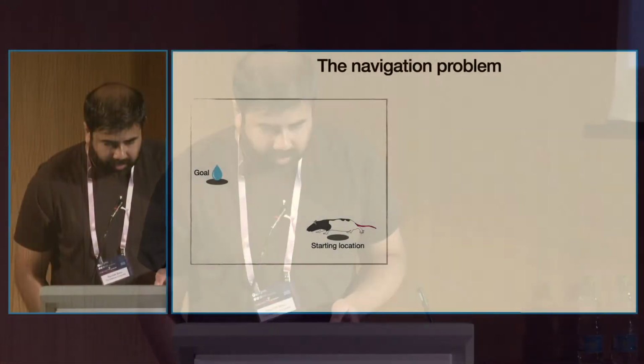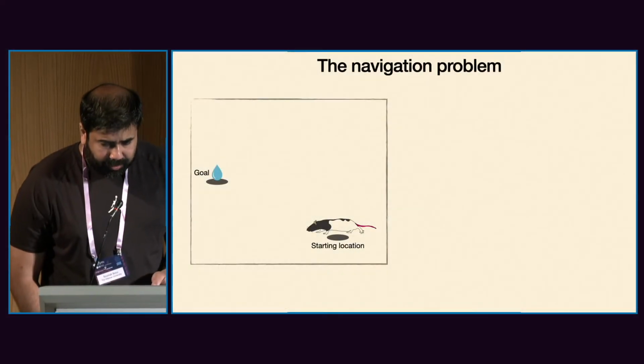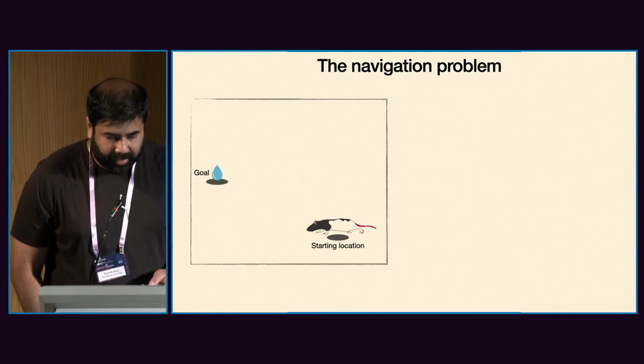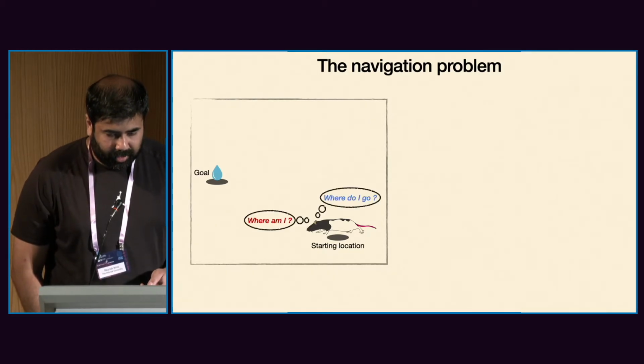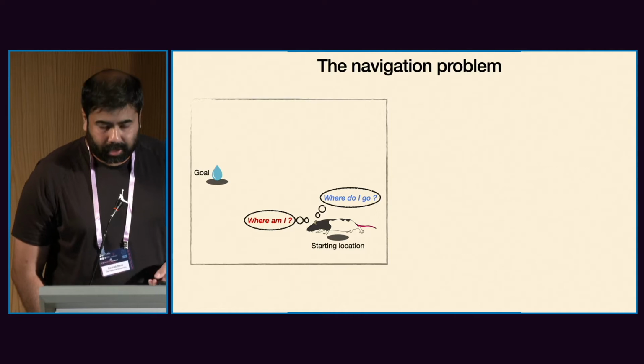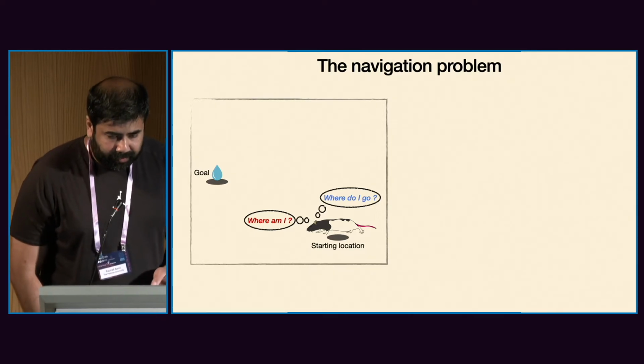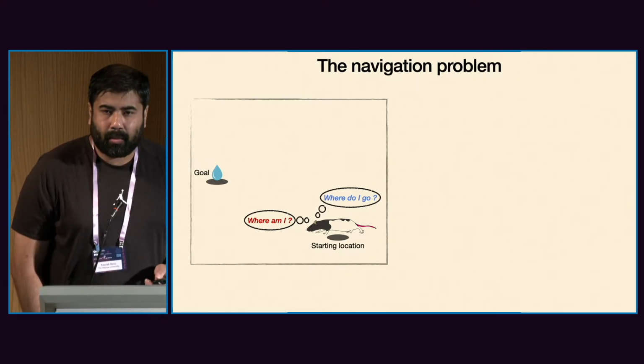And today I'm going to talk about a topology-preserved map of space that supports goal-directed navigation. Right, so let's start with the navigation problem. Imagine this animal located at this corner of this environment and wanting to go to this distally located reward. Right now, there are two pieces of information that the brain needs to represent to successfully plan the trajectory, and that is where am I and where do I go.